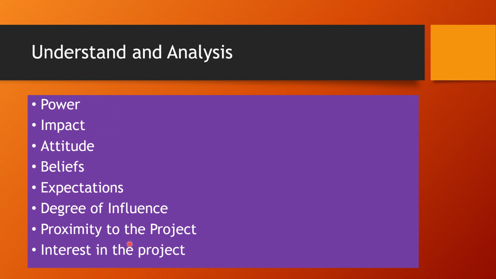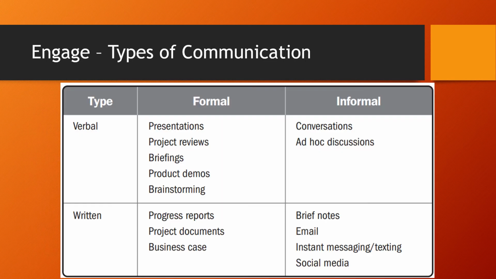So you need to understand and analyze all these aspects of the different stakeholders you identify. So you can understand power, impact, attitude, belief, expectations, degree of influence, and the proximity to the project, how close they are. Your project team is very close to you, but suppliers have somewhat higher proximity than the inner core layer actually. And the interest in the project, what is their interest in the project? So these are the eight aspects in which you can analyze the stakeholders, right?